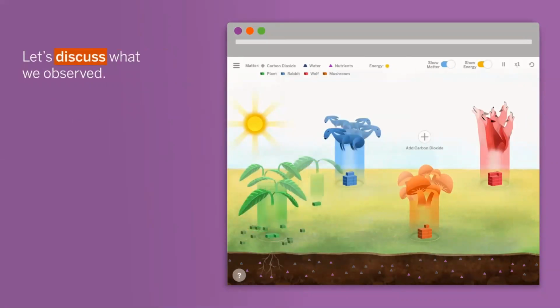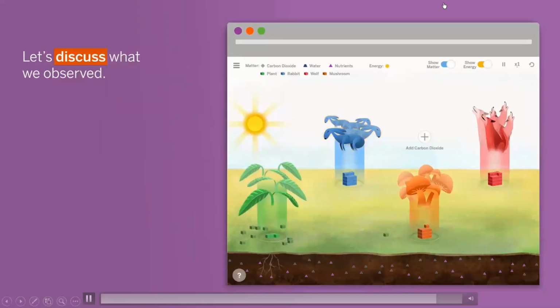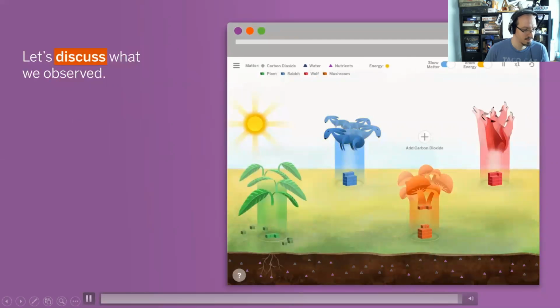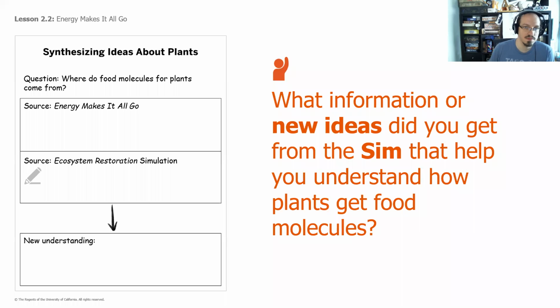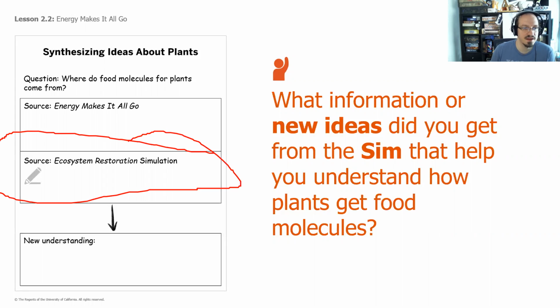Let's discuss what we observed. Based on what you just saw in the sim, what information and new ideas did you get from the sim that are going to help you understand how plants get food molecules? You're going to record as many answers as you can in that second page under ecosystem restoration simulation, right in this box right here, that you got from just watching that sim.